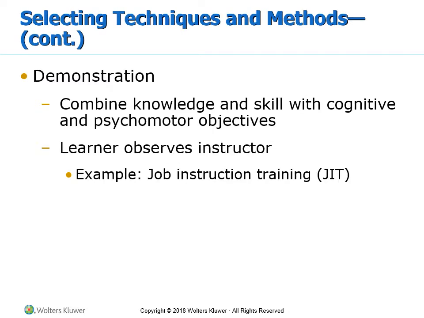So we have demonstration, where we combine knowledge and skill with cognitive and psychomotor objectives, where the learner observes the instructor. And so this is things like job instruction training. So again, if I was showing someone how to use a piece of equipment, or how to conduct a lab experiment. This is what you'll see, for example, in many lab-based courses where first the instructor will show you how to do something, and then you'll try and replicate it, or they may have left out a step and you'll see what the results are.